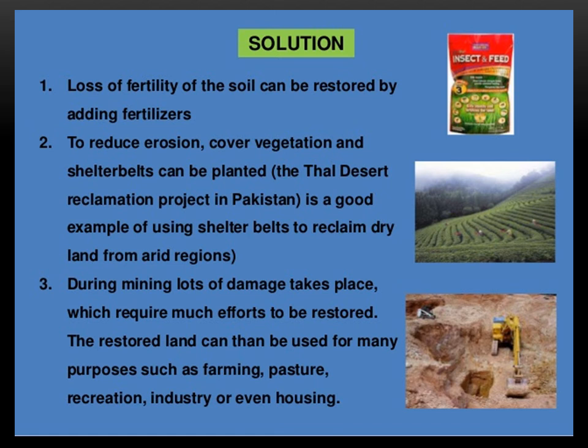Land that is damaged by mining will have to be repaired so that it can be used again. Where land is damaged due to mining, much work is needed for the land to be made useful again. The mining waste has to be cleared and the large holes filled in. The contaminated or polluted soil has to be treated. Cover vegetation has to be introduced to fight soil erosion. The land once restored can be used for many purposes such as farming, pasture, recreation, industry, or even for housing.